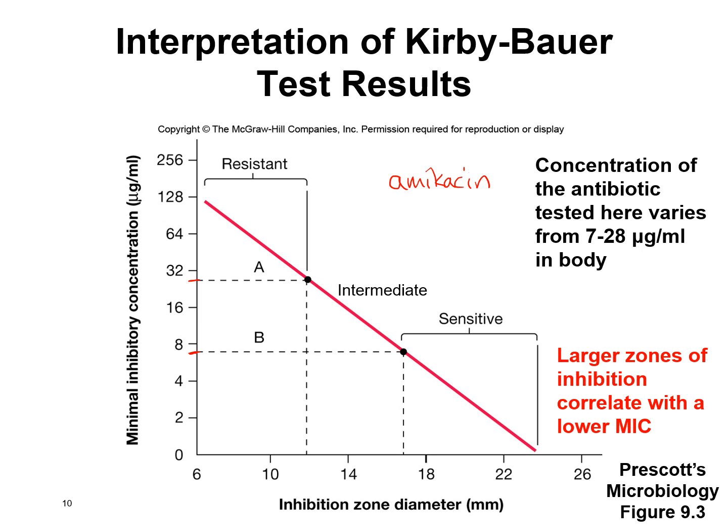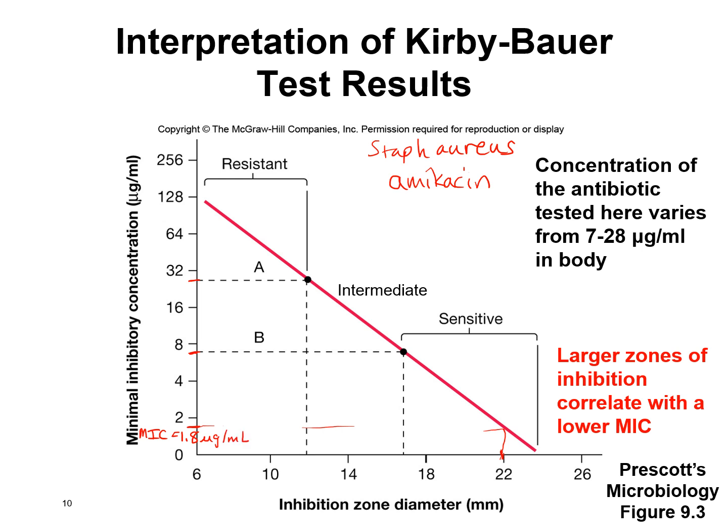And if we know that on our Kirby-Bauer disc diffusion test, we measured a zone of inhibition against, maybe this was Staph aureus we were looking at from our patient, and we got a zone of inhibition of 22 millimeters. If we go up here and then we come over, we can see that our MIC here for amikacin would be about 1.8 micrograms per mil.